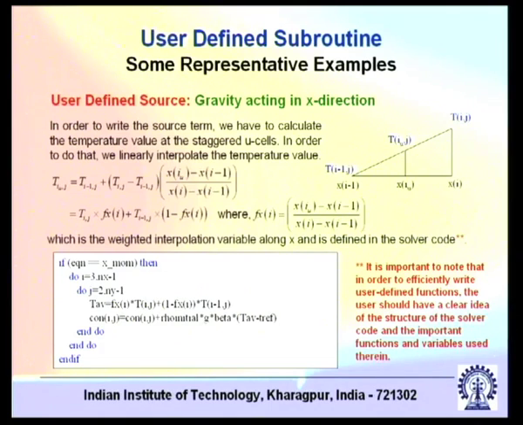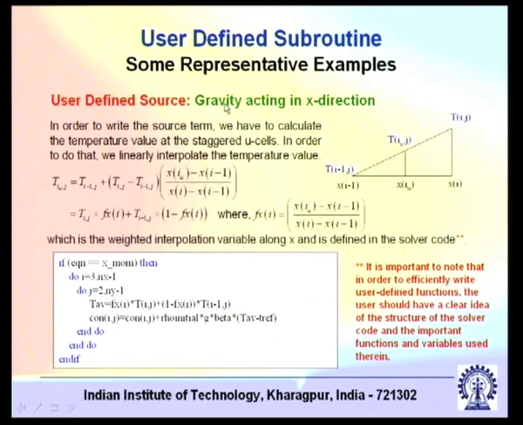So let us go through some representative examples for user defined functions. Let us consider that you require gravity acting in the x direction. Let us say that your code has gravity acting along the y direction, and now you have to implement gravity acting along the x direction. Of course you can swap x and y if you want, but if you want to implement it yourself, let us say your code has no provision for a gravity source term and you want to implement that.